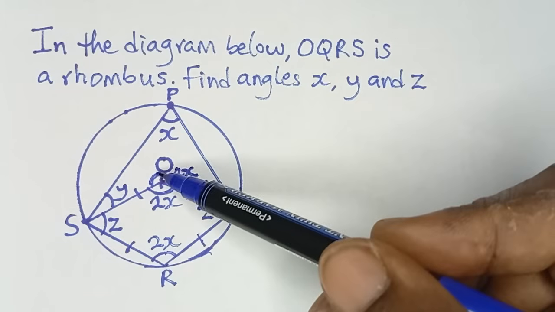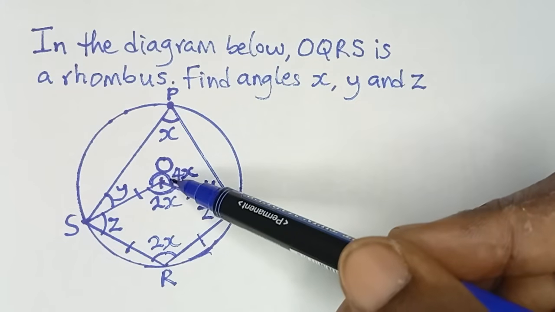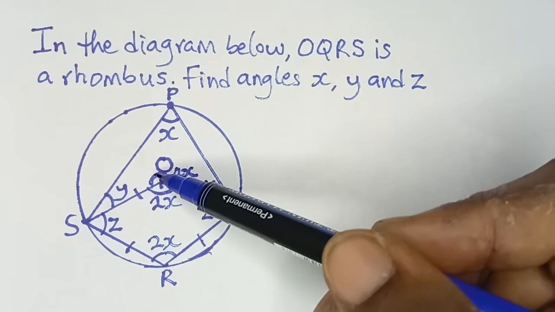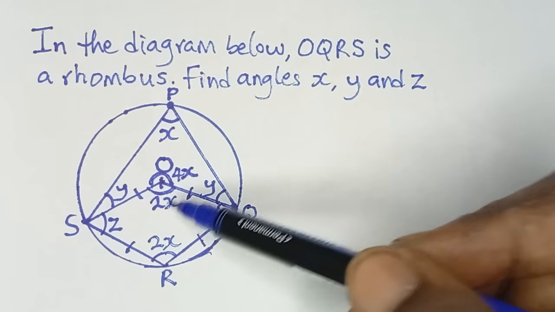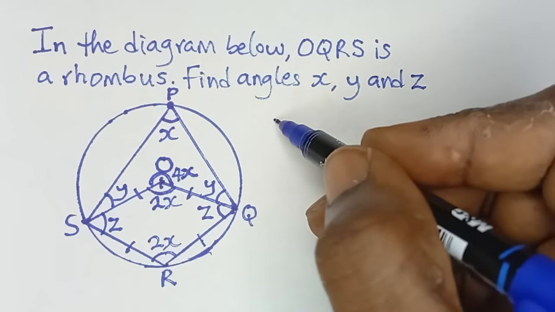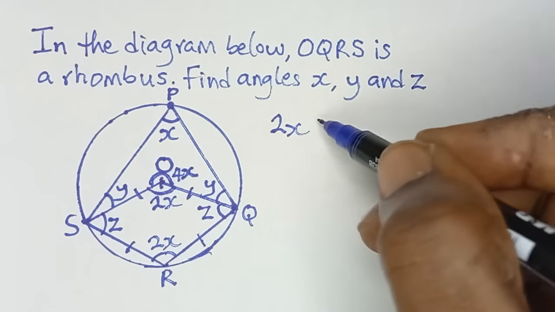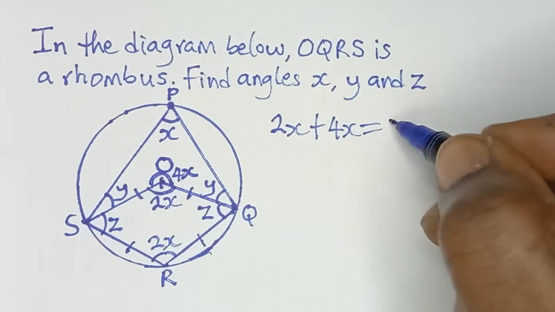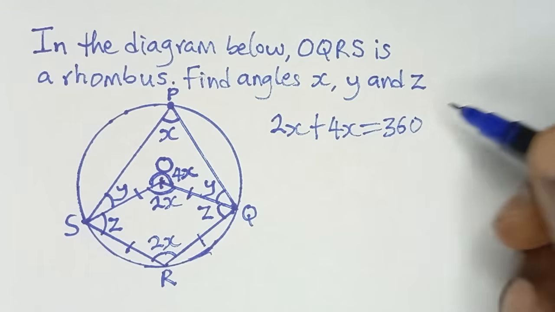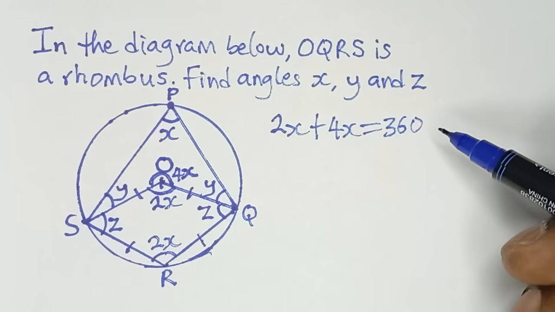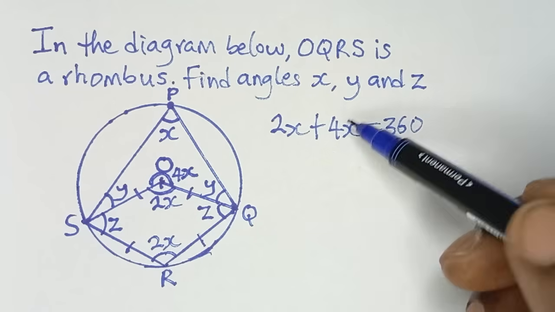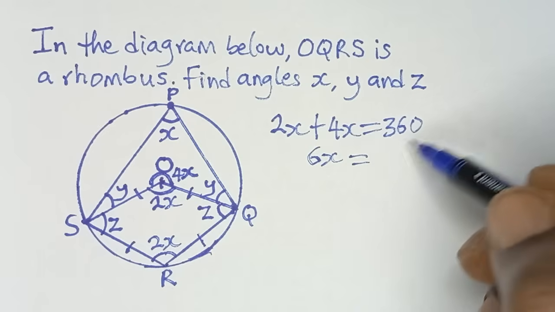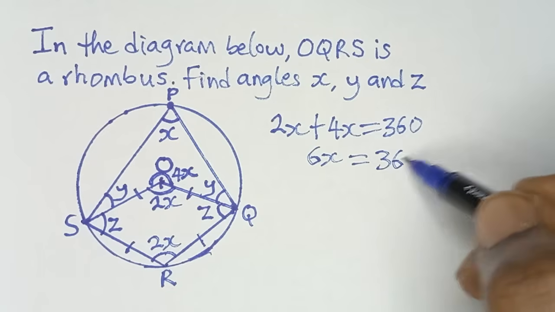Now, don't forget, the sum of angles at a point is 360. So that means this 2x plus 4x is equal to 360, because the sum of angles at a point is 360. 2x plus 4x will give us 6x, and 6x is equal to 360.